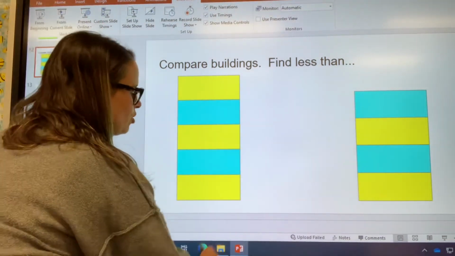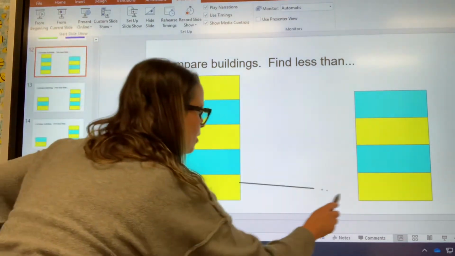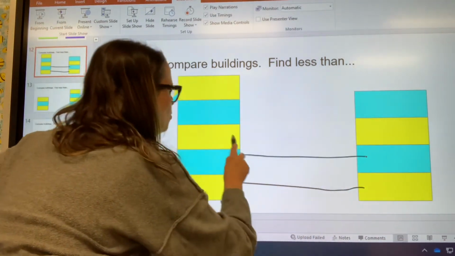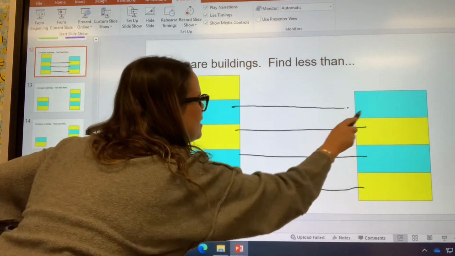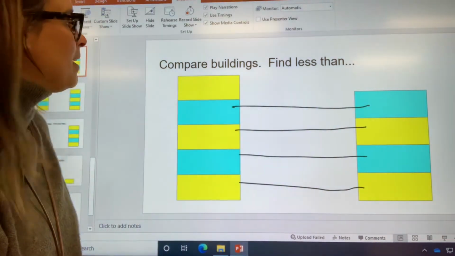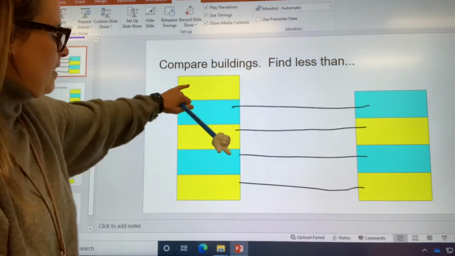Do you remember how we can check too? We can draw lines between them to give them partners. These two go together, those go together, this one goes together, and this one goes together. We know they're not the same. This one has fewer. This one has more.